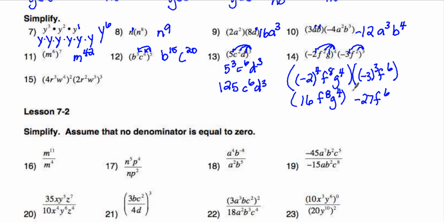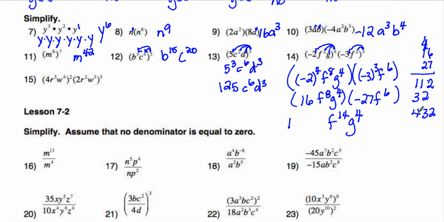So we get this and this. And so we get f to the 14th, g to the 4th, and then we get 16 times 27, which I didn't have a calculator in front of me, and I'm not going to work that out real quick. So I guess I could. I'll go ahead and do it. So 16 times 27, so that's 2, 4, 1, 12, and then 12, 1, 3, so 432. 432, but one of them was negative, so it gives me negative 432. Okay, so that's what you should have gotten for that one.